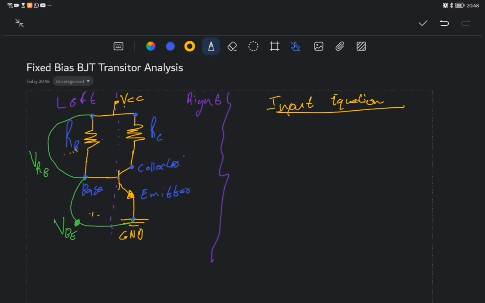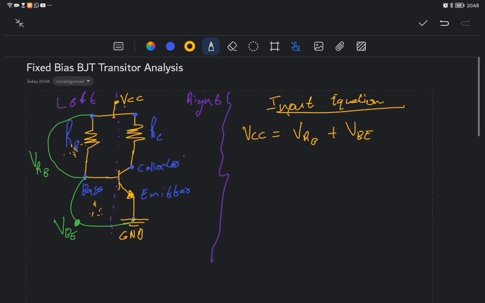Now, these two voltages add up to VCC, because this section to this section is connected to a battery. So from here to here, you're going to have VCC. These two sections are basically a voltage divider in a way, right? So I can say that VCC is equivalent to VRB plus VBE.